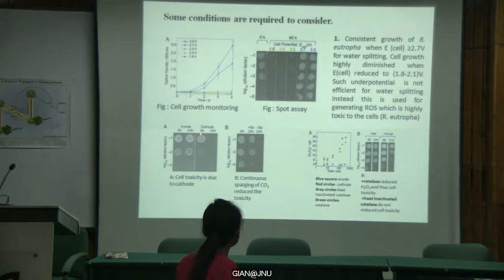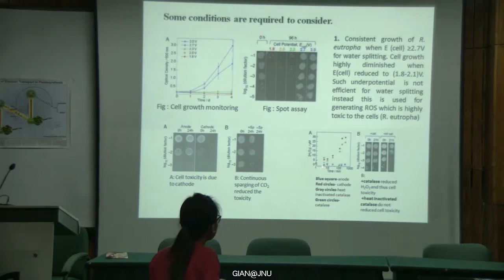This can be managed by continuous sparging of carbon dioxide. This is plus sparging of carbon dioxide and this is minus sparging. There is cell growth here, and there is no cell growth here. Again, in this case, the blue squares are the anode region and this is the cathode region. So hydrogen peroxide production in the cathode region is very high compared to the anode.